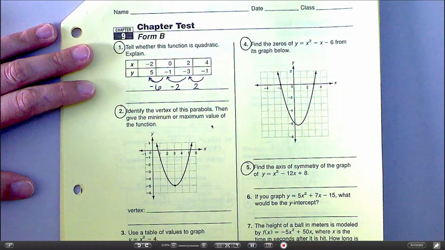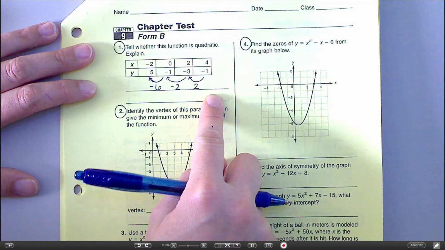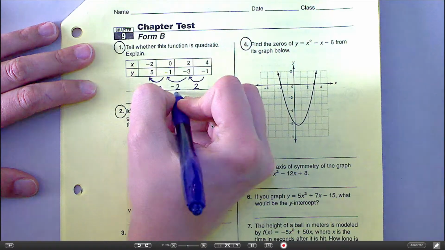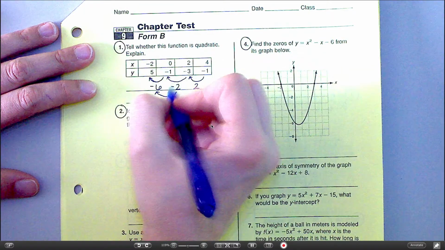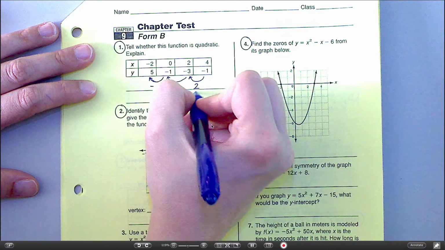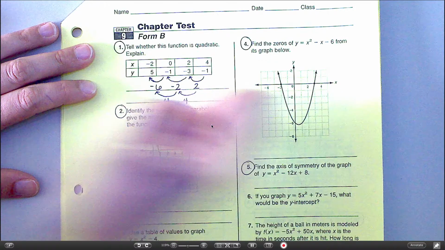Okay. Now, so that's first differences. First differences don't match, right? Let's try second differences. So negative 2 minus negative 6. Positive 4. And 2 minus negative 2. Positive 4. So what do we think here?